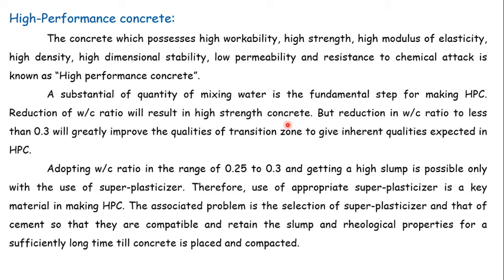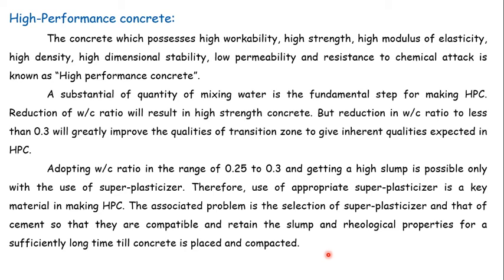So if we reduce it to less than 0.3 and if we work for the highest workability, highest density, dimensional stability, low permeability by vibration, revibration and all things, we are able to have some part of high performance concrete also. Adopting water cement ratio in the range of 0.25 to 0.3 and getting a high slump is possible only with the use of superplasticizer. Therefore, use of appropriate superplasticizer is a key material to making high performance concrete. The associated problem is the selection of superplasticizer and that of a cement so that they are compatible and retain the slump and rheological properties for a sufficiently long time till concrete is placed and compacted.